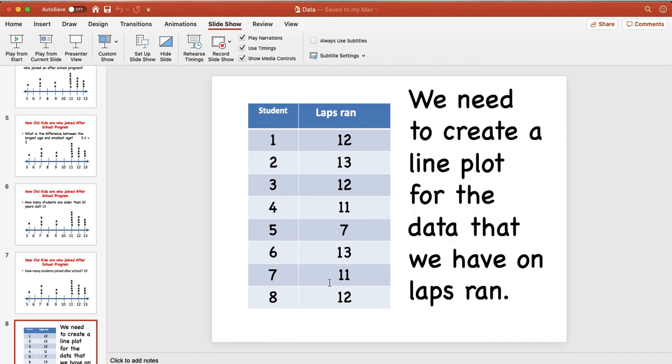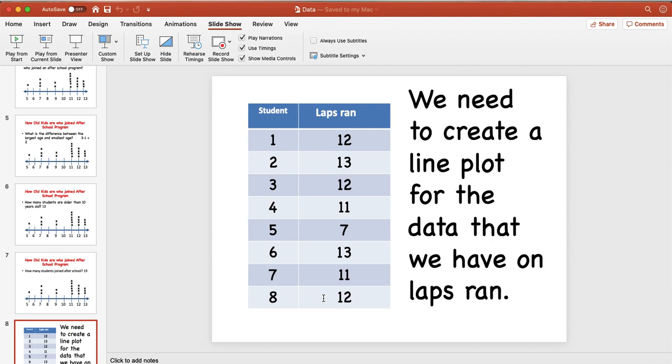So usually you're running laps in gym, where you're running around a field. So this student ran 12 laps. This student, number 2, ran 13 laps. Student 3 ran 12 laps. Student 4 ran 11 laps. Student 5 ran 7 laps. Student 6 ran 13 laps. Student 7 ran 11 laps, and student 8 ran 12 laps.